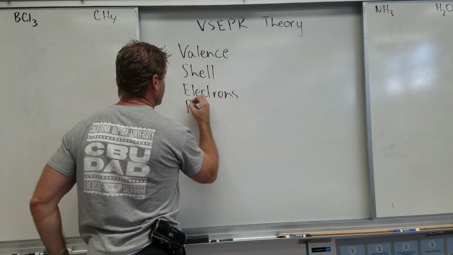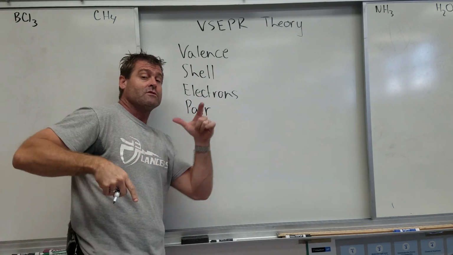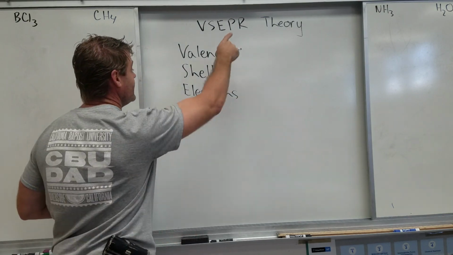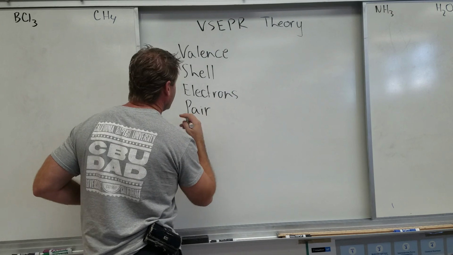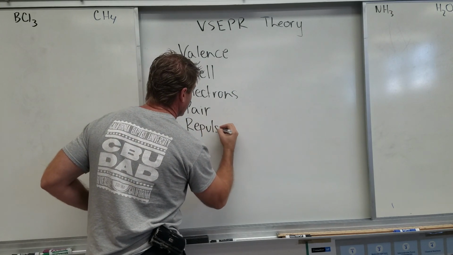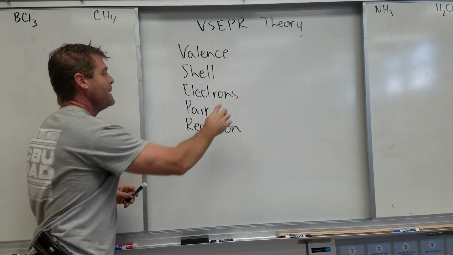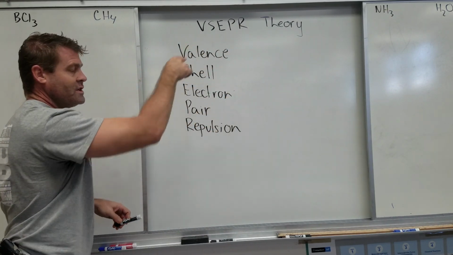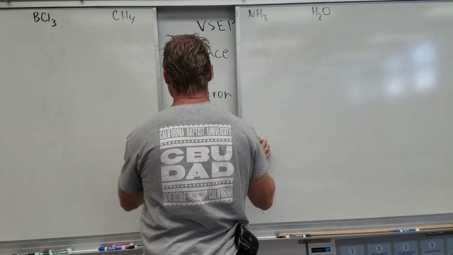P, electrons exist as pairs. You guys remember when we did Lewis structures, we were talking about shared pairs of electrons and lone pairs of electrons. And then R, how do electrons interact with each other? They repel. So VSEPR is valence shell electron pair repulsion theory. We're going to put that together and see what these look like.